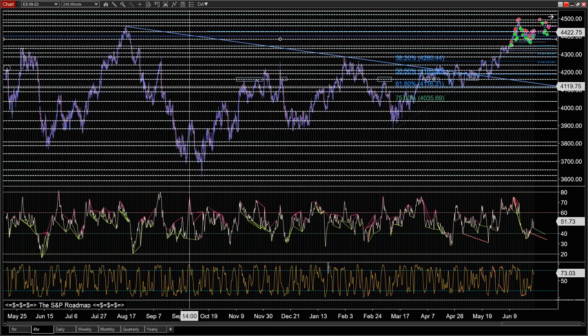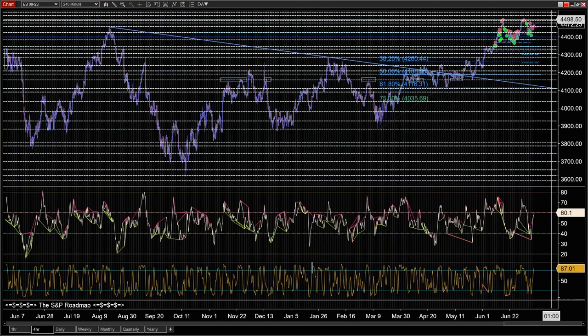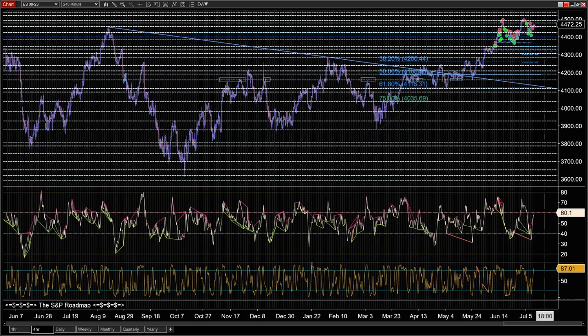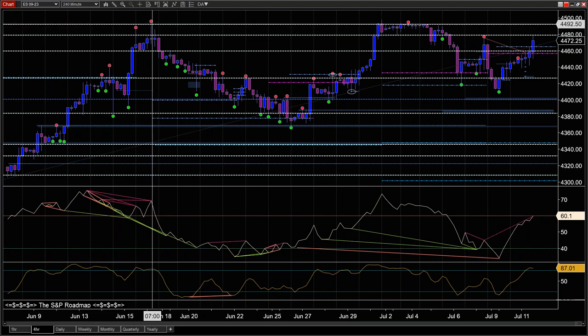Just as a clue here, this high up here around 44.92.5, going back into the past. Unfortunately I don't have the time to zoom in and show you everything here, but it just so happens that that level was very relevant in the past. And then coming into this new contract, we came up and found resistance off of it at the beginning or mid-June there.